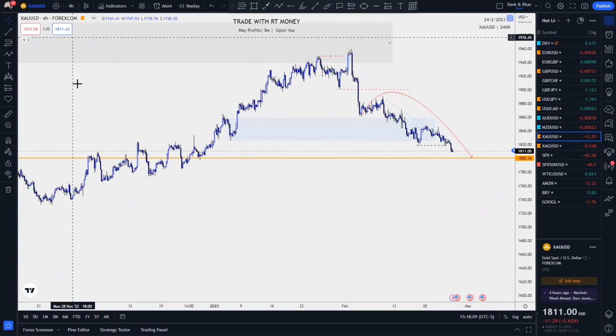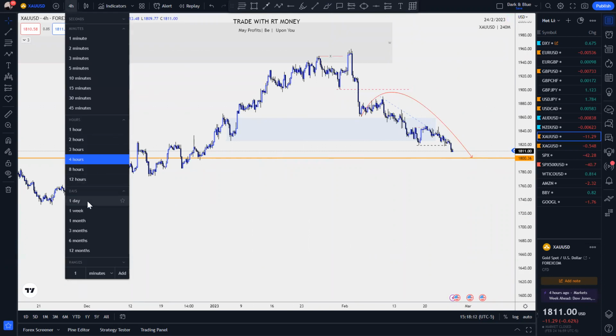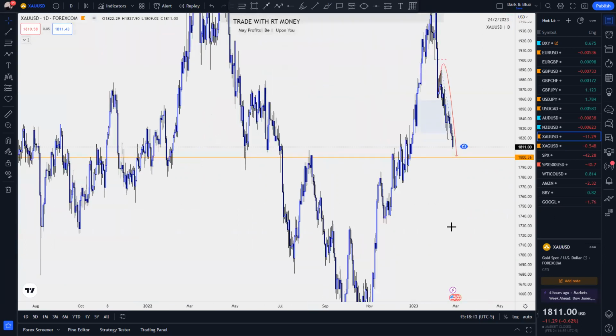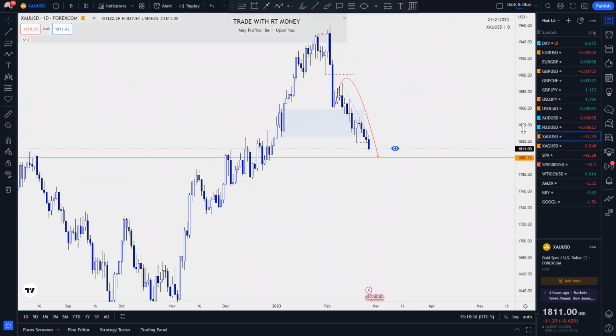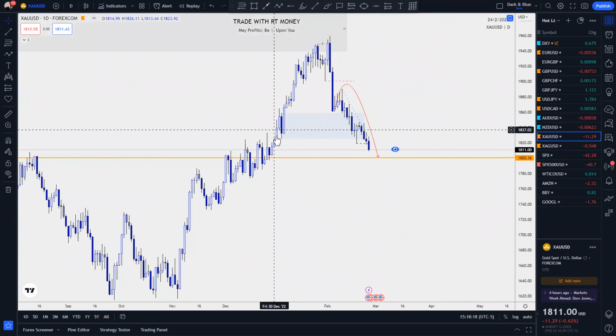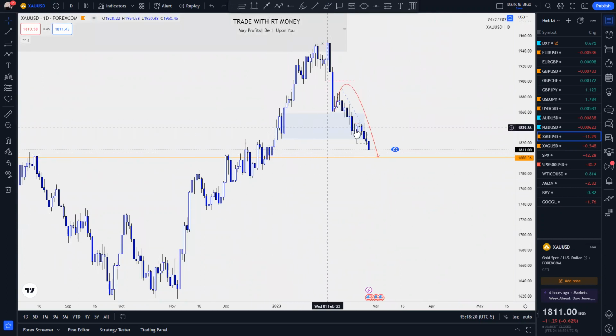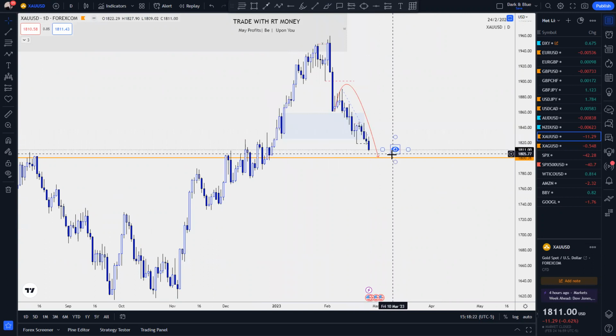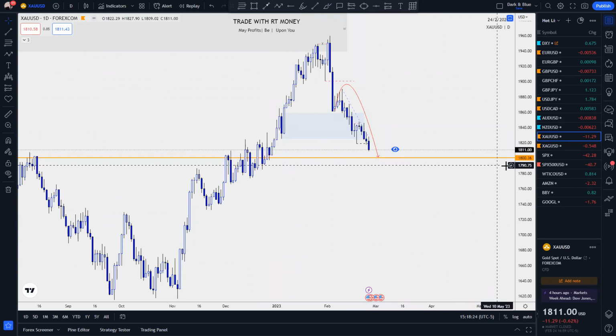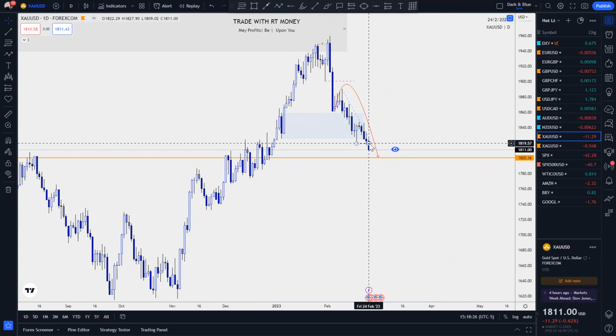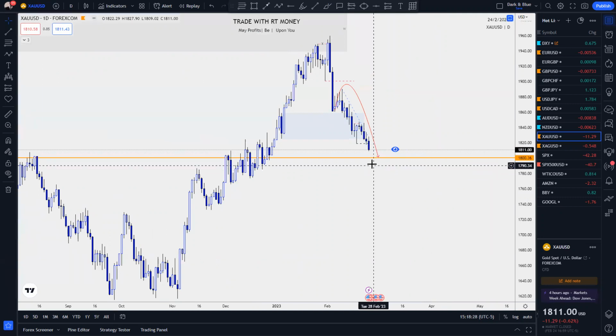In either case, what are you expecting this week? Well, what did I tell you to do? What did I tell you to watch out for? I said, look for this demand zone to fail. And I had my eye on this level, 1800. Are we not moving towards that level? Where were we last Friday?